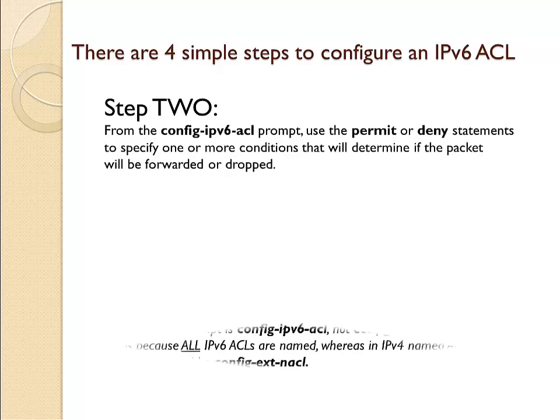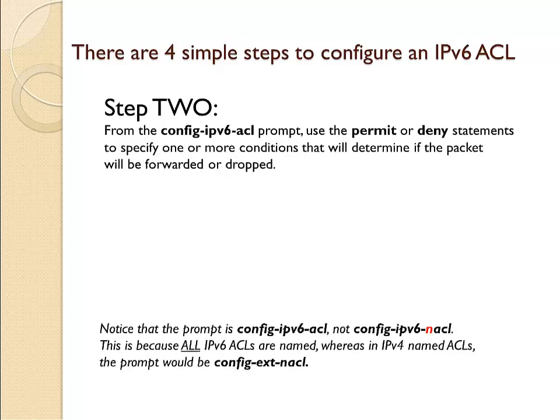Step 2. From the config IPv6-ACL prompt, you use the permit or deny statement to specify one or more conditions that will determine if the packet will be forwarded or dropped. Notice that the prompt is config-ipv6-acl, like it would be if it was an IPv4 access list that said config-ext-nacl for a named access control list. Being that they're all named in IPv6, you'll never see it say NACL.